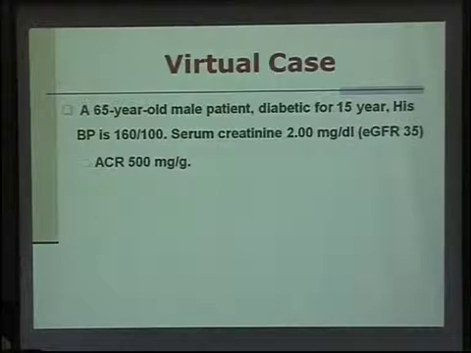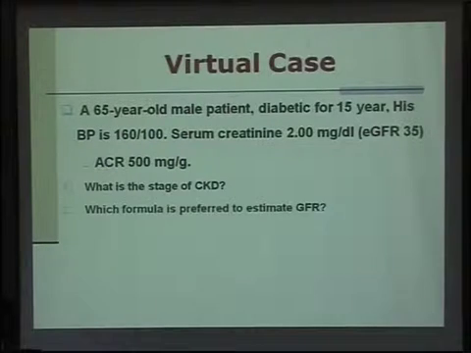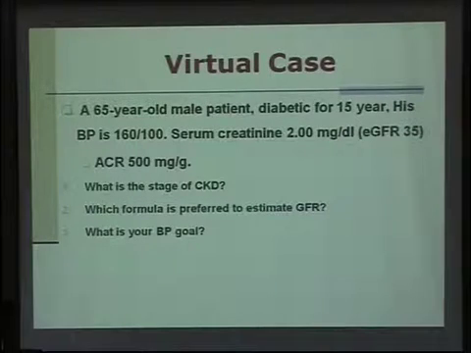At the end, this is the case. It is a stage 3B, A3. 3B because estimated GFR is less than 45, and A3 because albuminuria is 500 milligram per gram creatinine. And which formula I would like to use and to generalize is the CKD-EPI equation. And we may use the MDRD equation if we are dealing with established CKD, because it works well in established CKD.